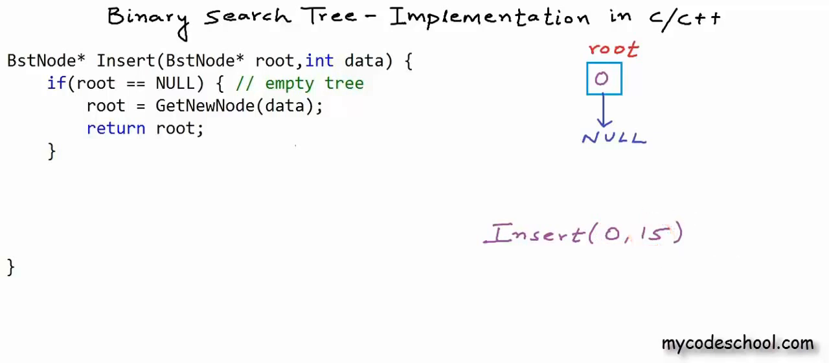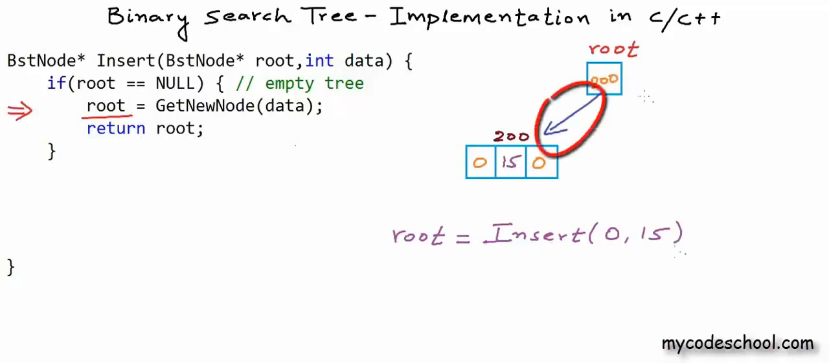In this call to the insert function we will make a call to get new node. Let's say we got this new node at address 200. The get new node function will return us address 200, which we can set as root here, but this root is a local variable. We will return this address 200 back to the main function, and in the main function we are actually doing this root equal insert. So in the main function we are building this link.